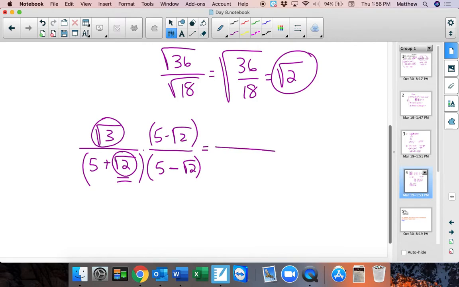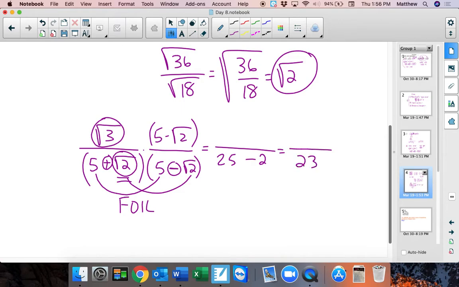My new denominator, remember when I FOIL this out, when we conjugate, we FOIL, but there's a shortcut. It's my first times my first, which is 25, minus, always minus, because I have a positive times a negative. When I multiplied my last terms, root 2 times root 2 is 2. So I'm going to get a 23 in my denominator. Remember, what happened to the outside and the inside? Well, I had 5 times negative root 2 gives me negative 5 root 2. My inside here, 5 times the positive root 2 gave me positive 5 root 2. So those cancel out.